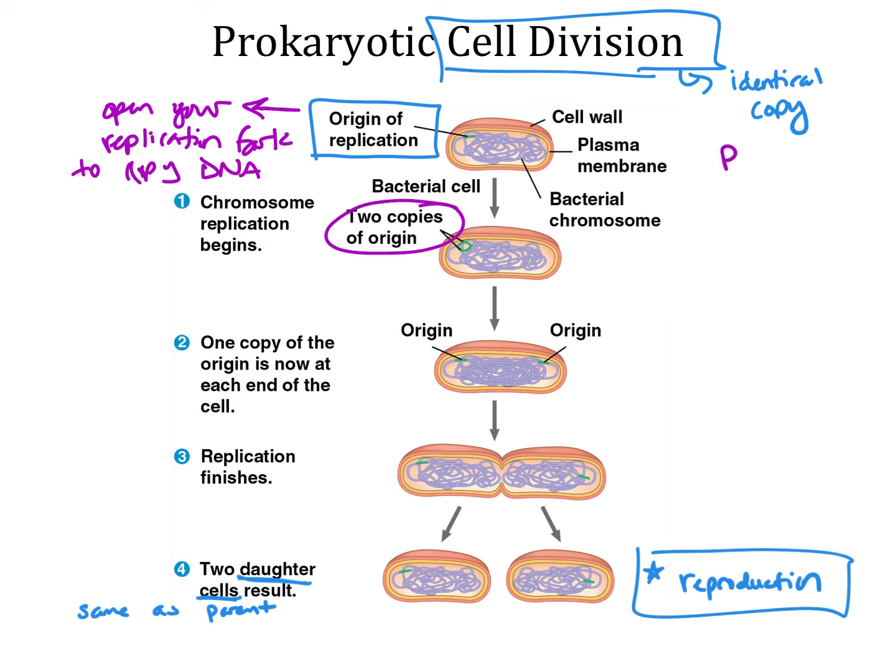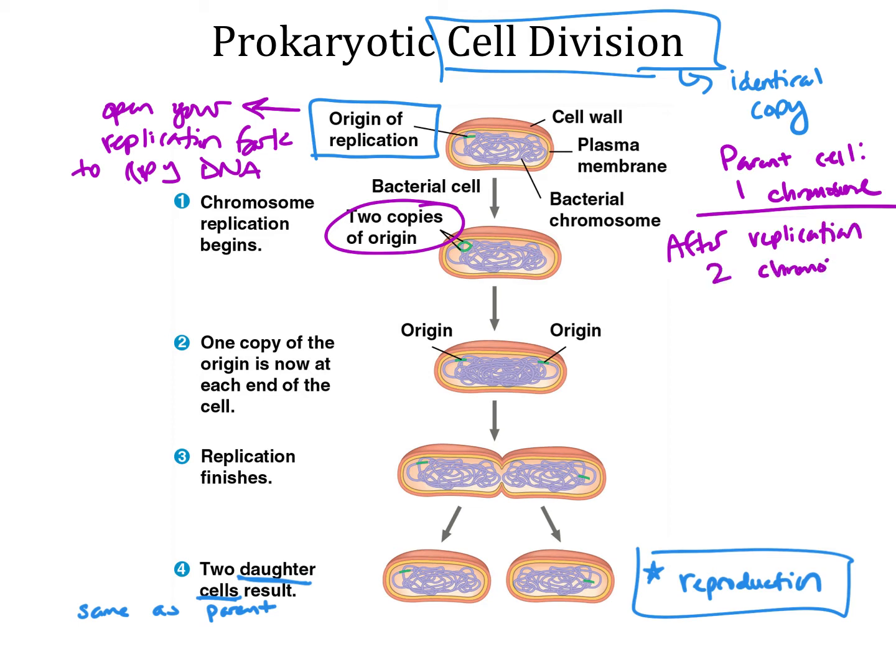So in the parent cell, this is the one we started with, you have one chromosome. After replication, how many do I have? After replication, I have two chromosomes. Take a look, has my cell split yet? I only see one there, right? So there's a brief period of time where this cell has twice as much DNA as it needs, okay? Because it has two chromosomes instead of one.